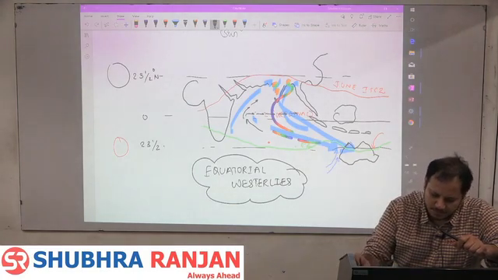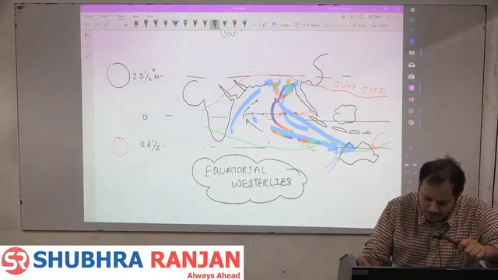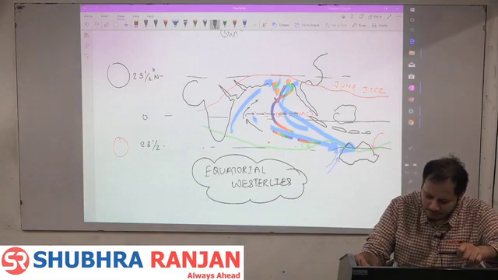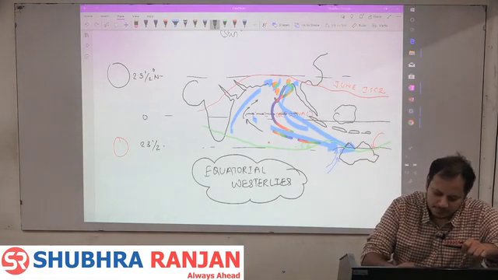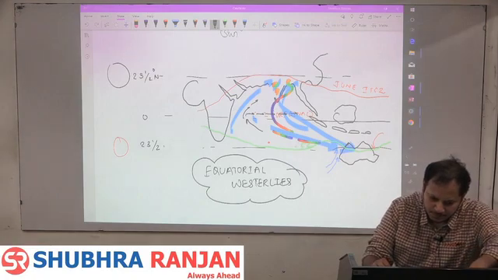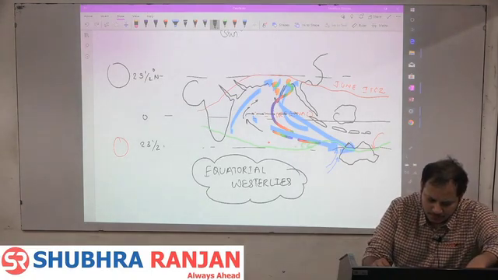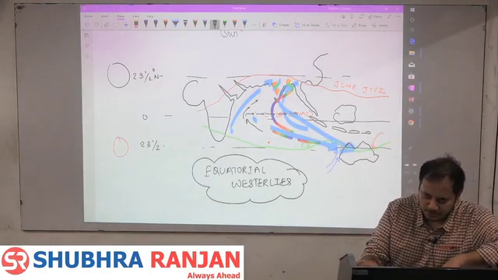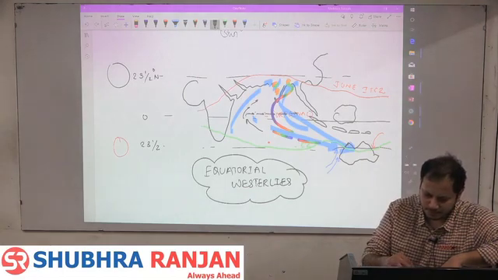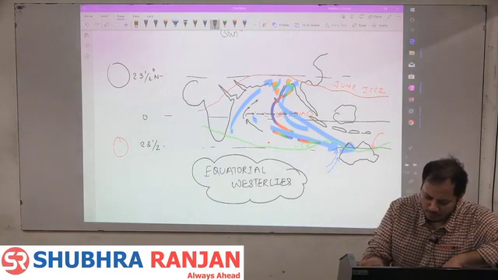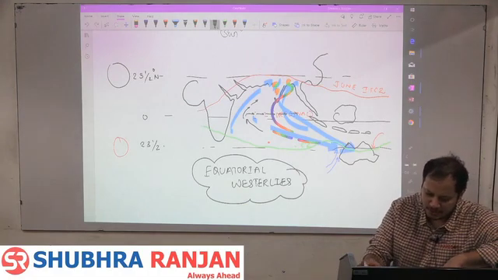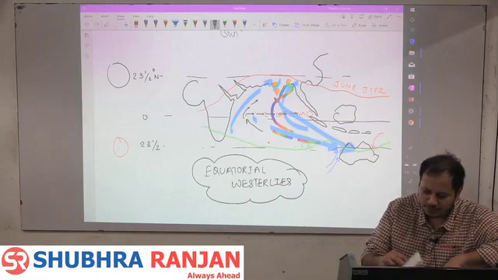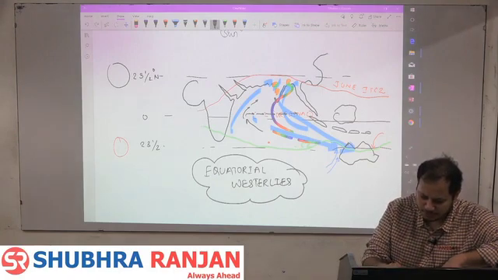this belt of doldrums is more pronounced in the Indian Ocean because of the dominance of warm waters in the North Indian Ocean.